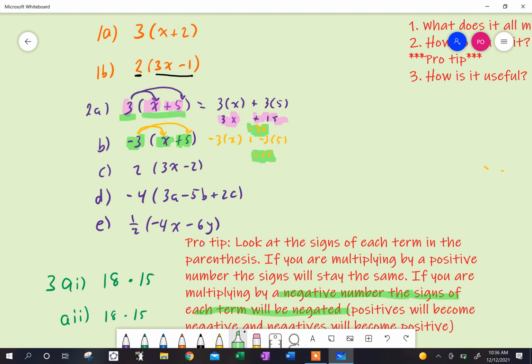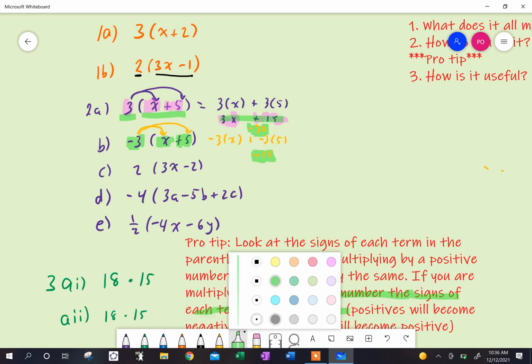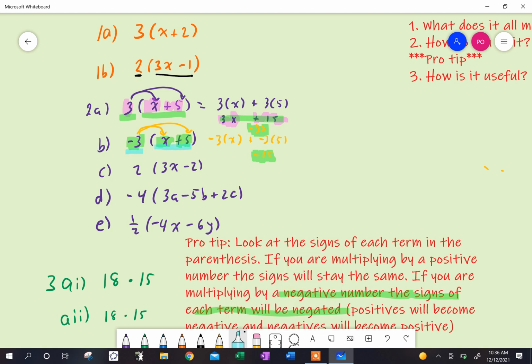Positive positive, sure enough, my answer was positive positive. If you're multiplying by a negative number, which I was, my positive positive is going to become a negative and a negative. So that's a little pro tip. You can take a look and see what your signs are going to be even before you get started.